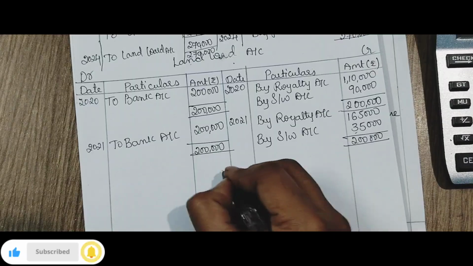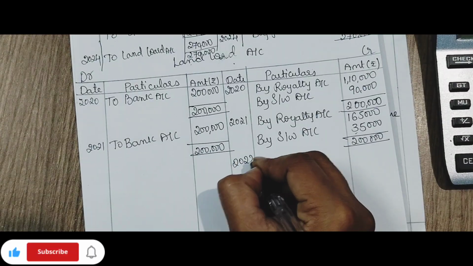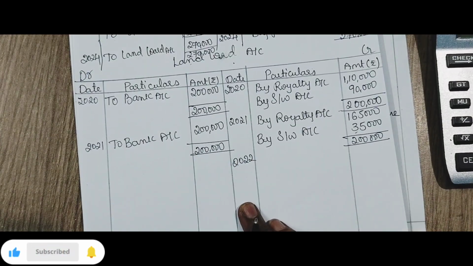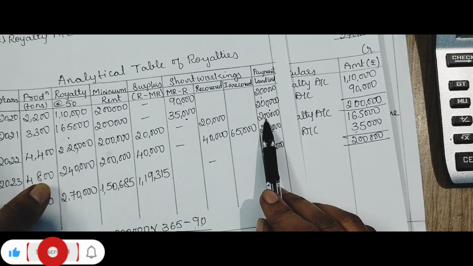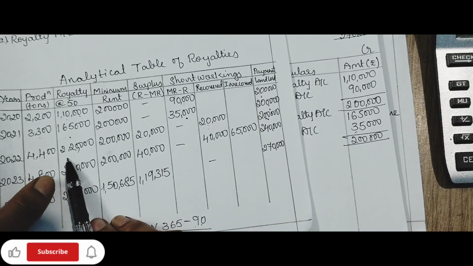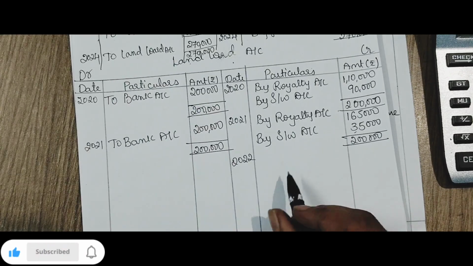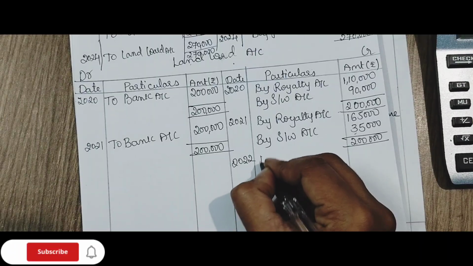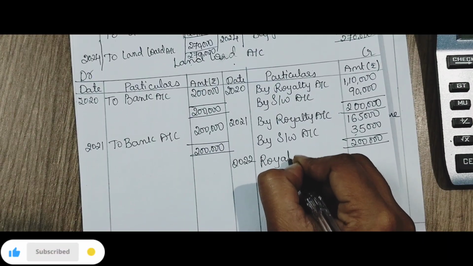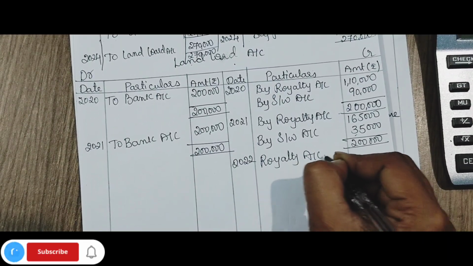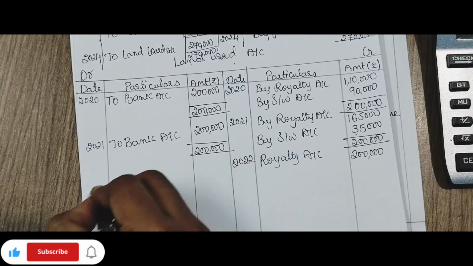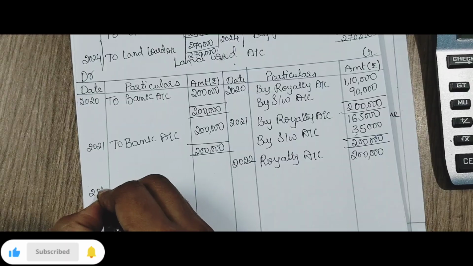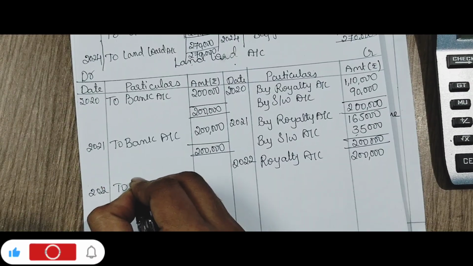Then for the year 2022, what is the entry? Whatever you have paid, it is from the royalty account only. Directly you have taken. There is no short working. So, royalty account 2 lakh to bank account 2 lakh.